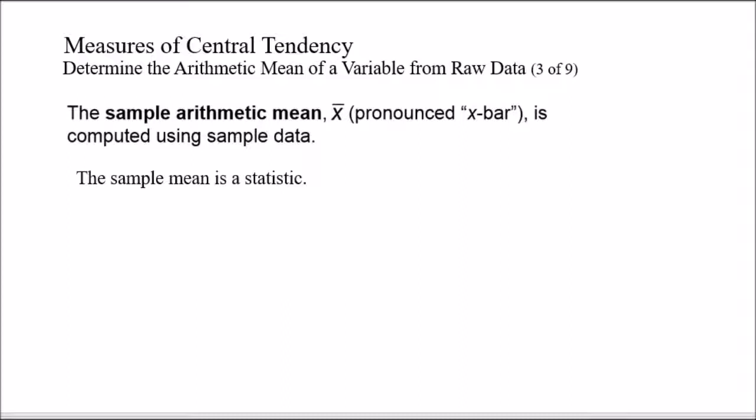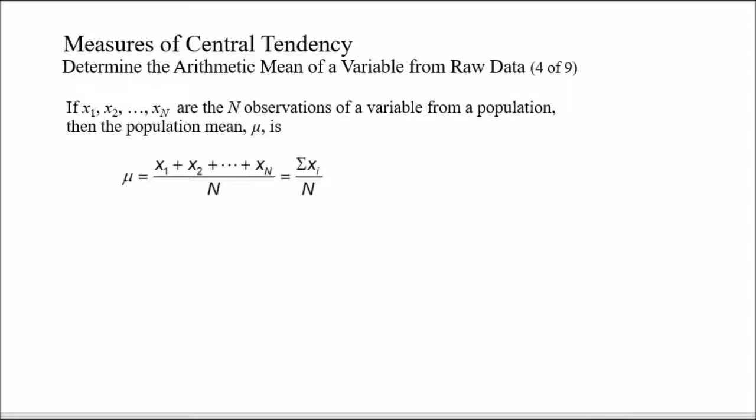The sample mean is denoted x with a bar on top of it. We pronounce it x bar, and it is computed using sample data. The sample mean is a statistic, as we learned before. To calculate the population mean, we add all of the observations. If we have n observations in our population, x1, x2, up to xn, then we calculate the population mean, mu, using the formula below. We add all of the observations up and divide that by the number of observations.